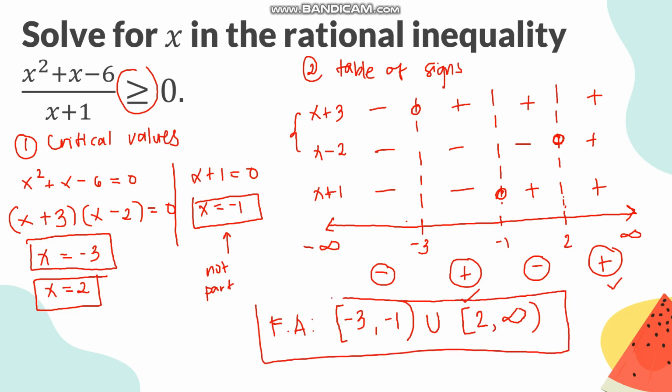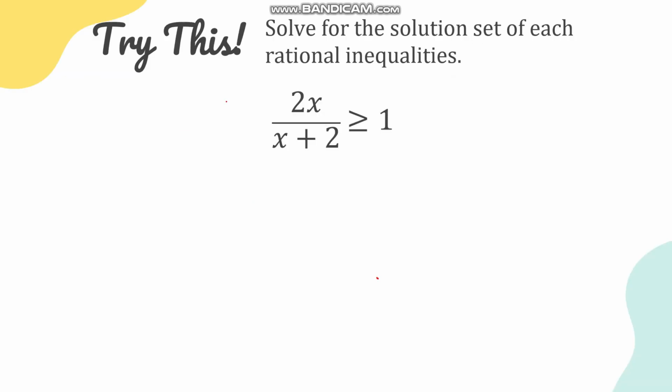And then that's it. That is our final answer. For our last example, let's have 2x over x plus 2 greater than or equal to 1. Now looking at this rational inequality, you will notice that the other side is not equal to 0. So it's equal to 1. Now in solving rational inequality, the other side of the inequality must be equal to 0.